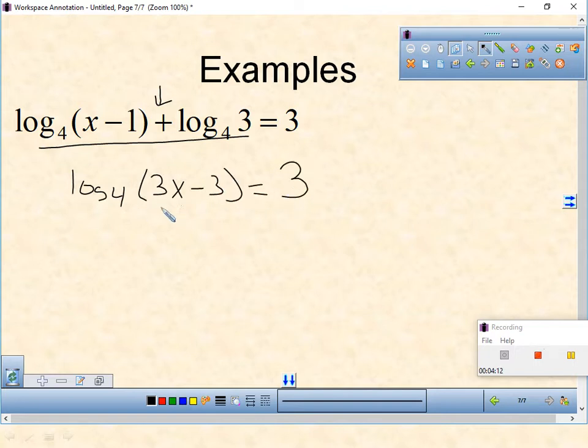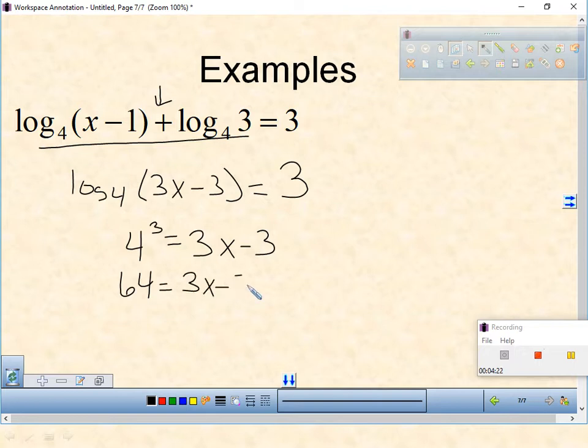You probably didn't get stumped here, but there's nothing to cross out, so you've got to rewrite. So you did 4 to the third equals 3x minus 3. You got a big number, 64, and then I know you added 3 to both sides, so you get 67 is equal to 3x, and there is your answer.